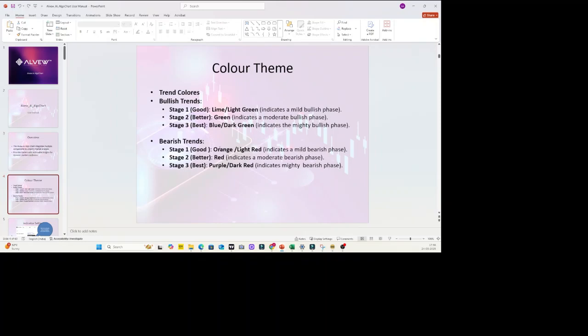Now, the color theme which is used in our system. There are three stages of bull and three stages of bearish. Stage one is good, then we have the better phase and the best phase. Similarly for the bearish: good, better, best. The colors are lime green and blue or dark green, and then orange, red, purple or dark red.